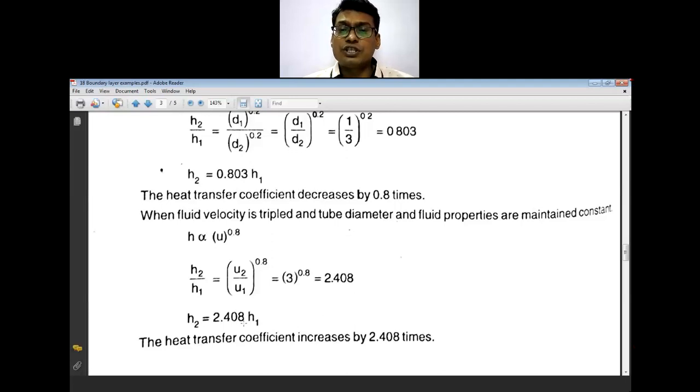However, the velocity is increased 3 times. That means even though I am increasing the velocity 3 times, my heat transfer coefficient doesn't increase 3 times. It increases only 2.4 times, keeping the rest of the things constant. So selecting a suitable velocity is also important in heat transfer coefficient calculations.